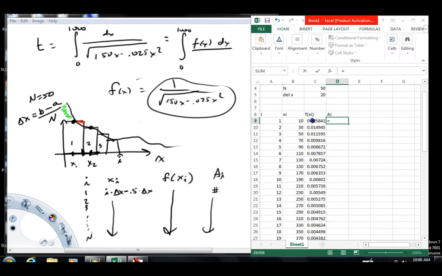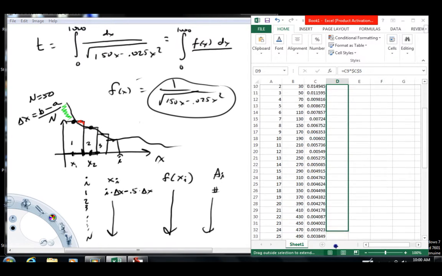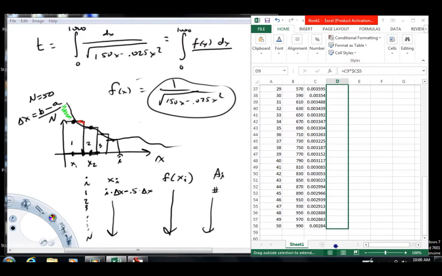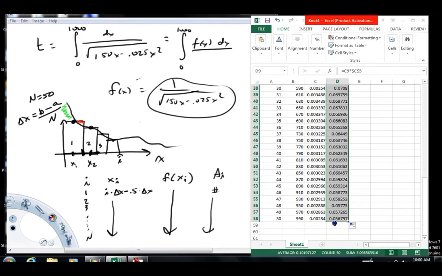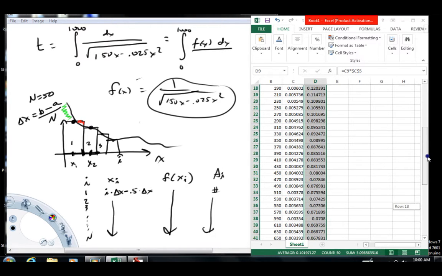Just go ahead and click right here, multiplied by the delta x. Now, because delta x is up here, we don't want that to scroll down. In Excel, we're going to want to use dollar signs on that. I'm going to go ahead and drag, get all 50 of these. There we go. And now the end of this thing.